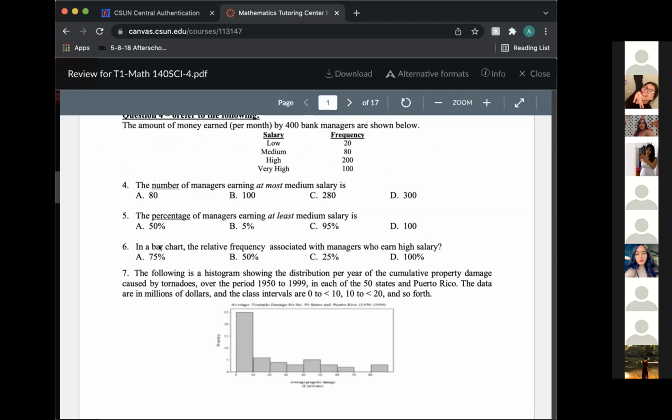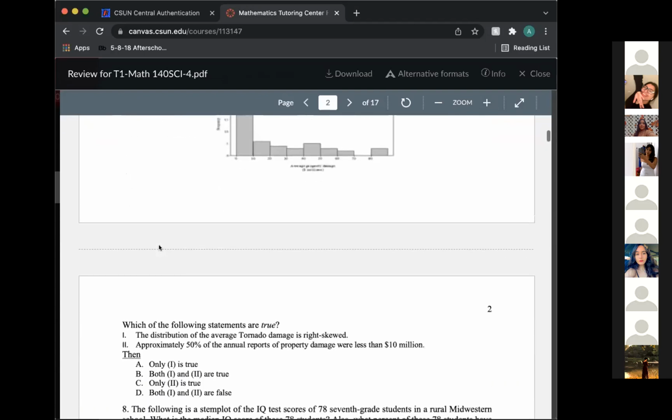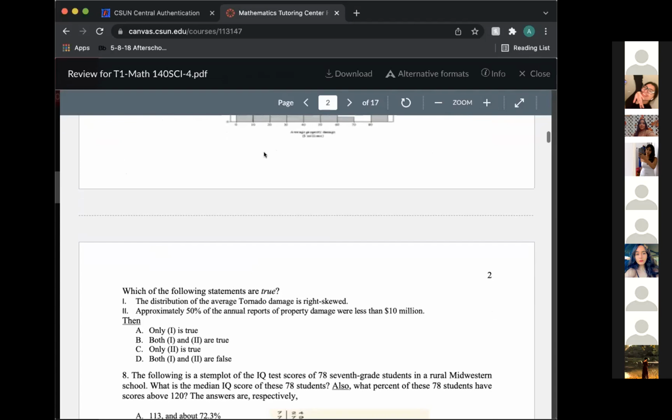Number seven, the following is a histogram showing the distribution per year of the cumulative property damage caused by tornadoes over the period 1950 to 1999 in each of the 50 states and Puerto Rico. The data are in millions of dollars, and the class intervals are 0 to 10, 10 to 20, and so forth. So where's the question? Anahit, do you want to scroll down, please? I don't see no question. Which of the following statements are true? One, the distribution of the average tornado damage is right skewed.